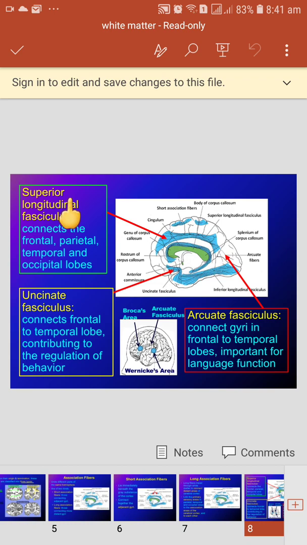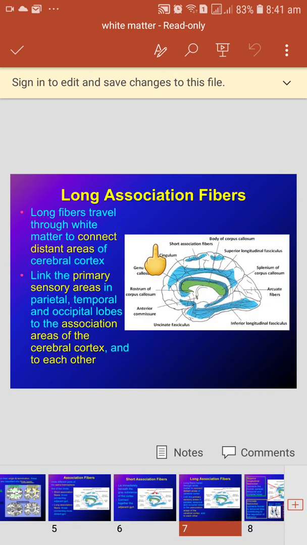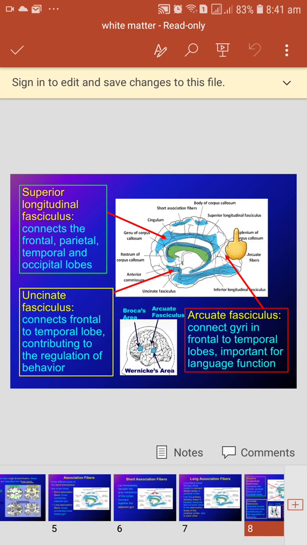These are the superior longitudinal fasciculus. You can see they connect the frontal, parietal, temporal and occipital lobes. Here are the frontal and the parietal lobe. They will connect them with the temporal and the occipital lobes. This is one of the types of these long association fibers, which is known as the superior longitudinal fasciculus.